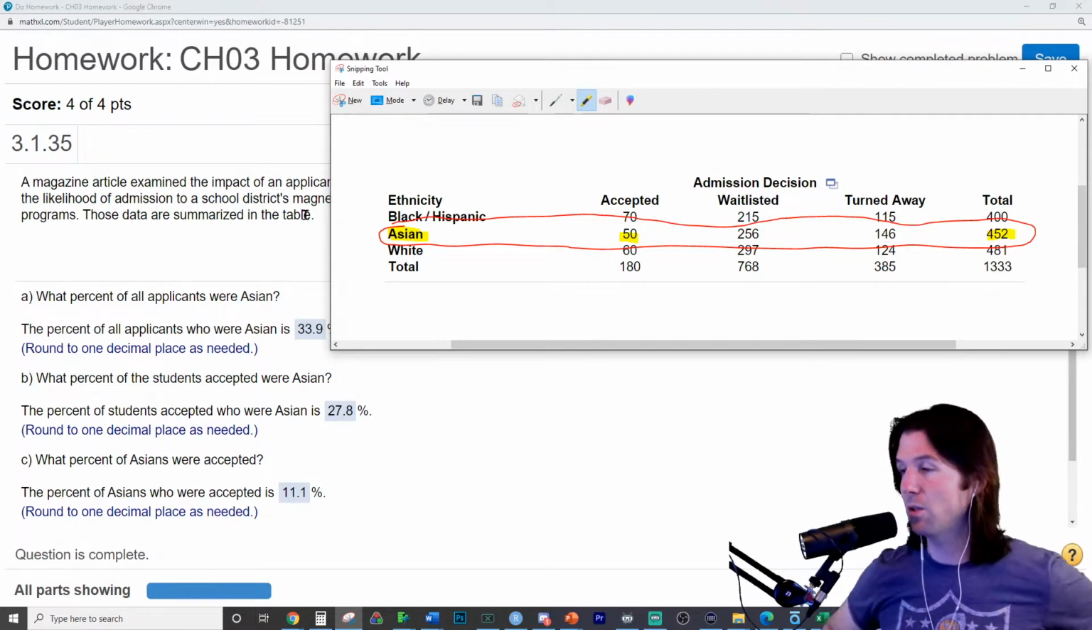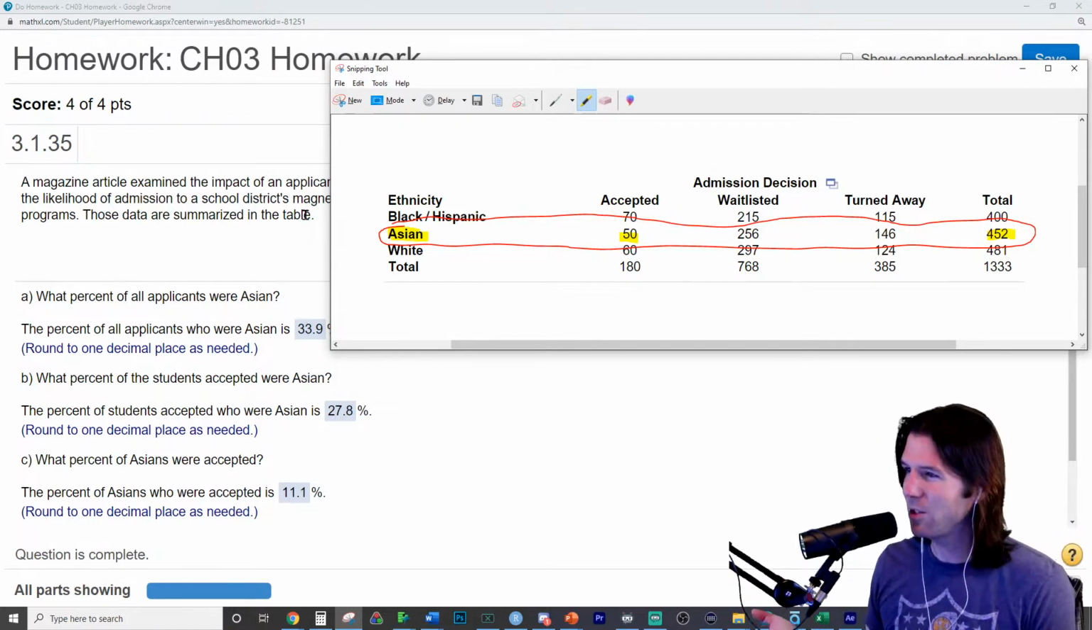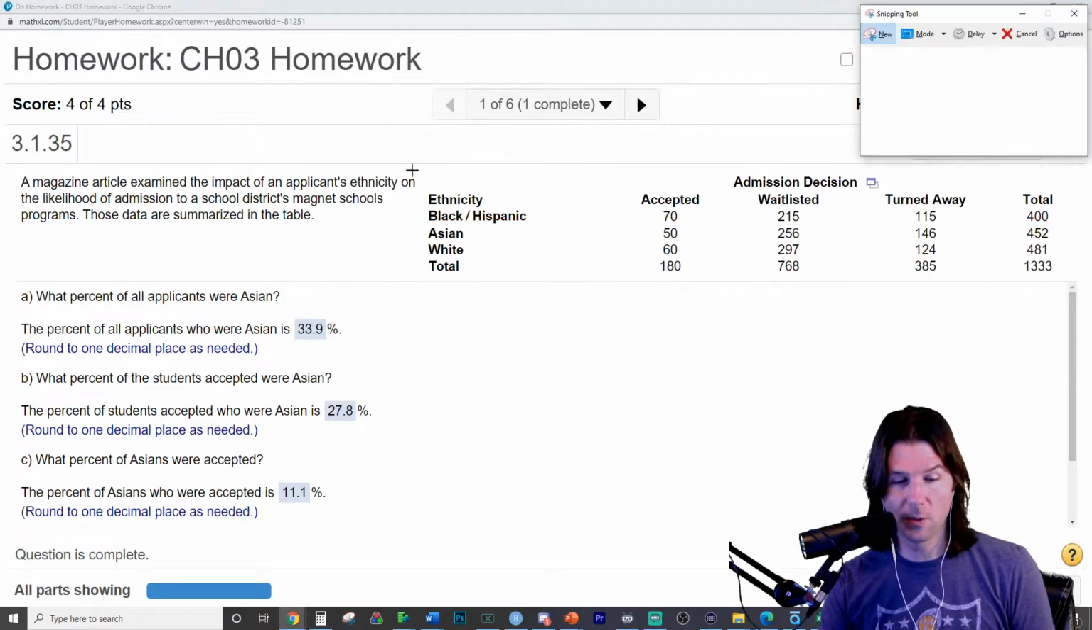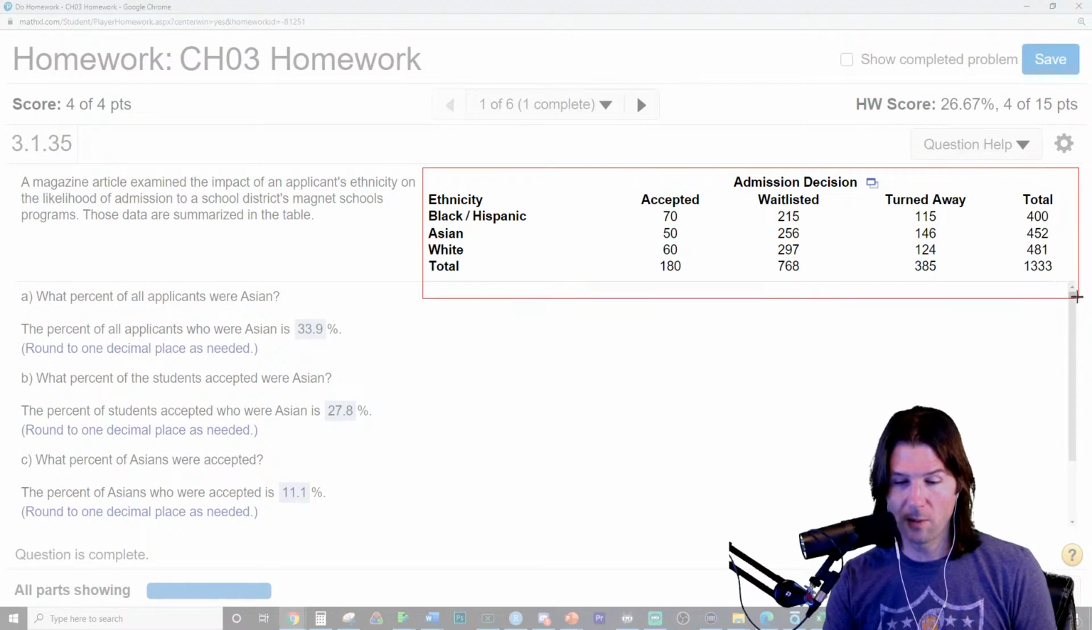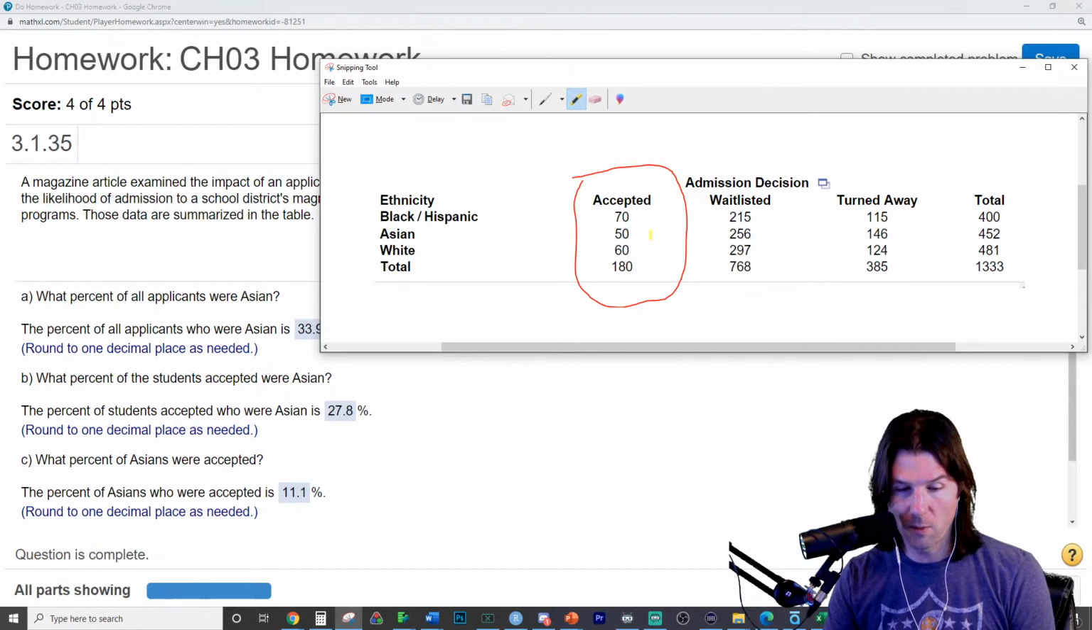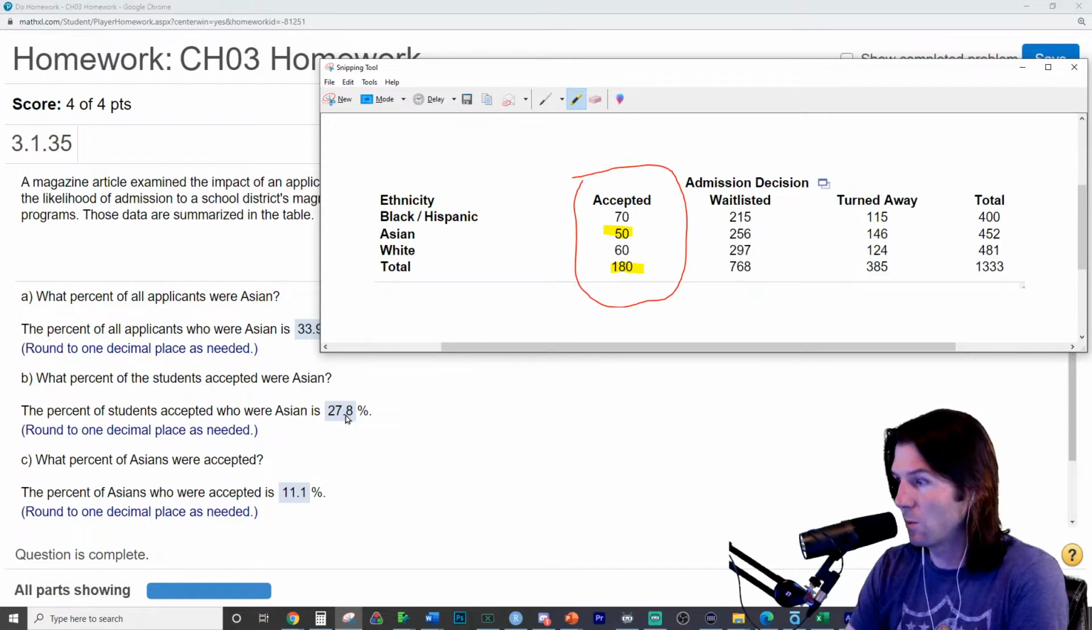So just make sure, like when you phrase it, say, given someone's Asian, what's the probability they were accepted versus given someone was accepted, what's the probability they're Asian? So the other way of looking at it in the previous question, the percent of accepted students. So given someone was accepted, what's the probability they're Asian? And this one is this answer right here. So given someone was accepted, what is the probability they're Asian?